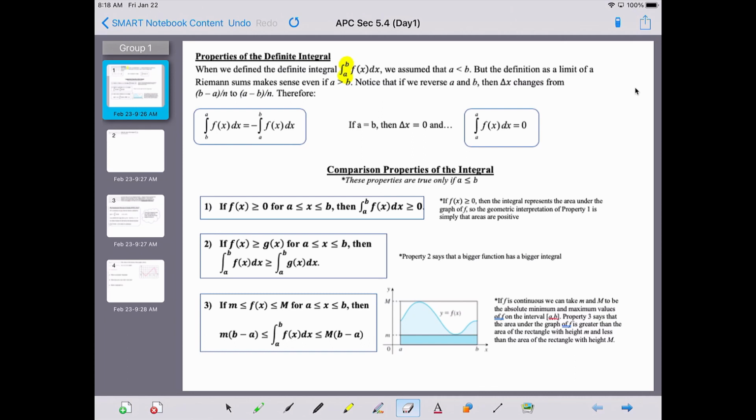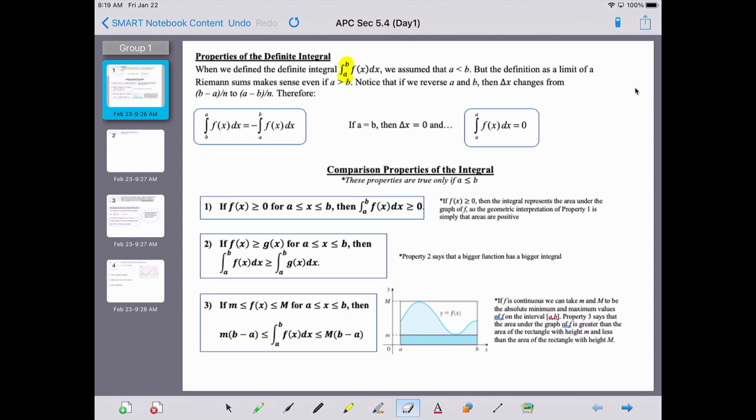And one special circumstance would be if a is equal to b, well then our delta x is equal to 0, and it makes sense that our integral would be equal to 0 because if you're not moving a distance across the x-axis, then there is no area to find. Therefore, the value of the integral would be 0. So I think that one's fairly intuitive when you think about it from a graphical perspective.